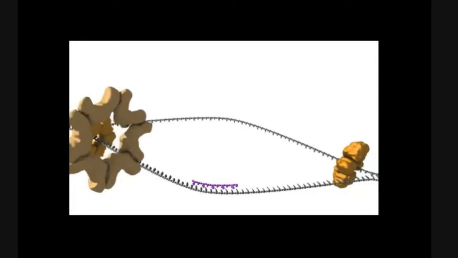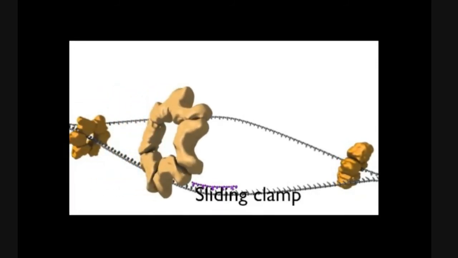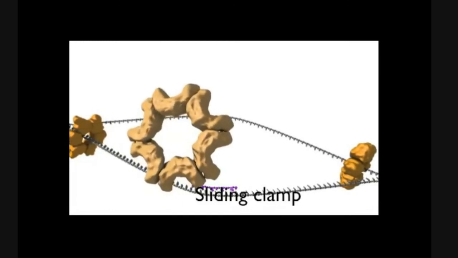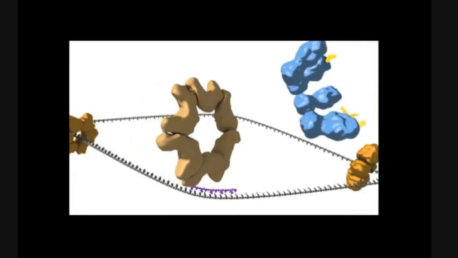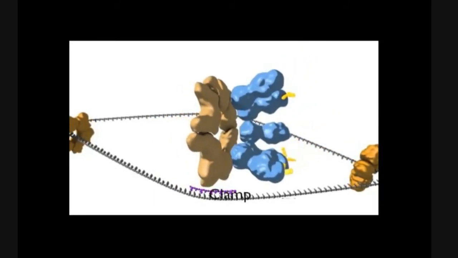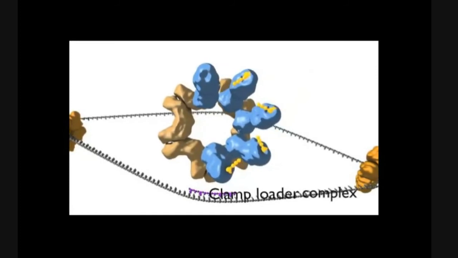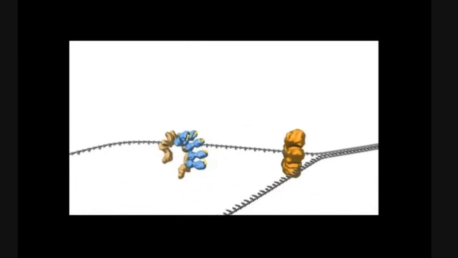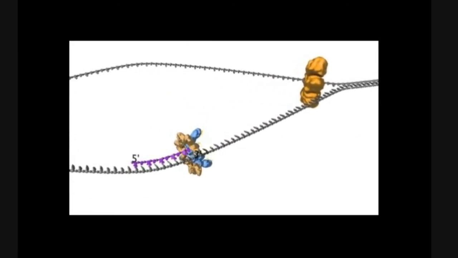The first component that is loaded is the sliding clamp, a ring-shaped structure that binds at the 3' end of the newly made RNA primer. To get onto DNA and encircle it, the clamp is loaded by a clamp loader complex. The 5-protein clamp loader complex binds to the sliding clamp, and binding of ATP allows opening of the sliding clamp ring. The opened ring then encircles the template primer junction at the 3' end of the primer.